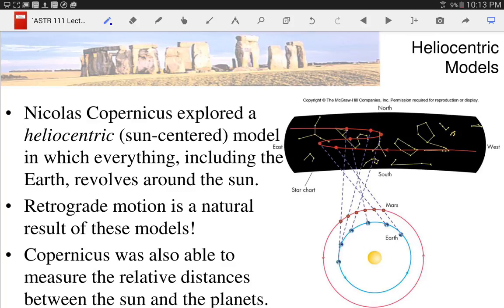Aristarchus said that the Earth went around the sun. But people had rejected it because they didn't see parallax. Now, Copernicus also championed the idea of the Earth going around the sun. Little problem with Copernicus. Copernicus was a Polish canon.